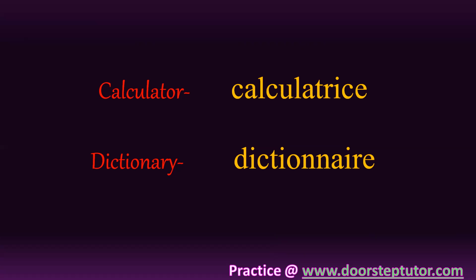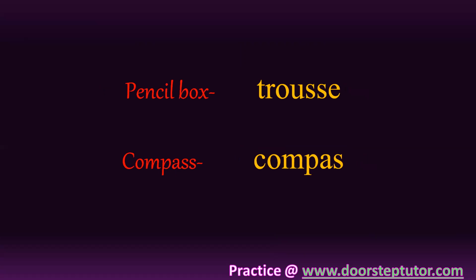Très bien. Moving on to the next, we have a pencil box. Obviously, there will be a pencil box in which the students keep their pen, pencil, scale, eraser, sharpener, etc. So a pencil box in French is trousse. Trousse. What is it? Trousse. Okay. Then we have a compass. Compass in French is compas. What is it? Compas. Okay. Très bien.